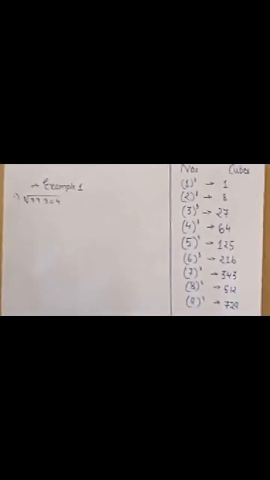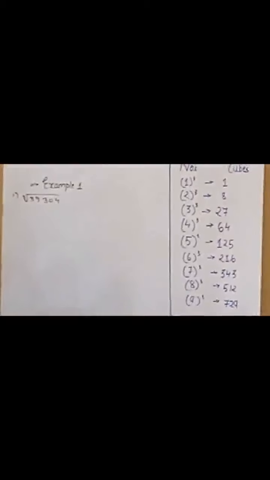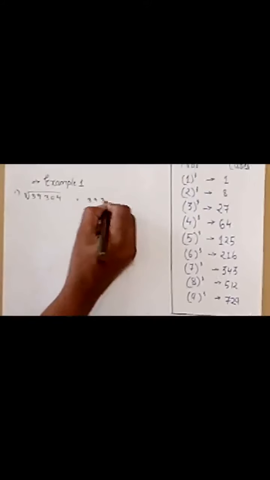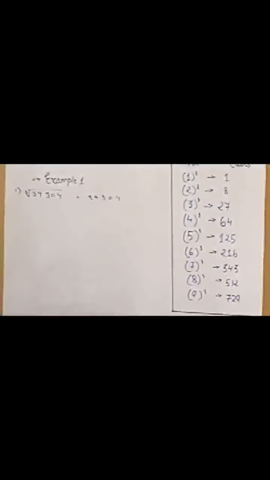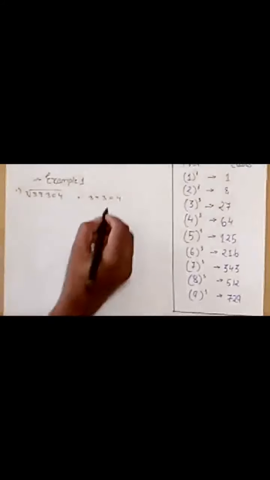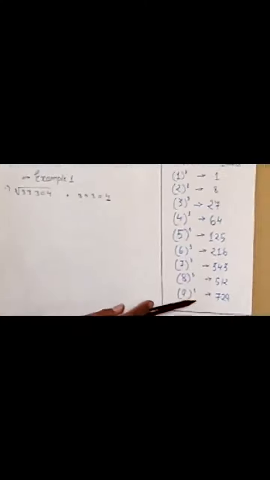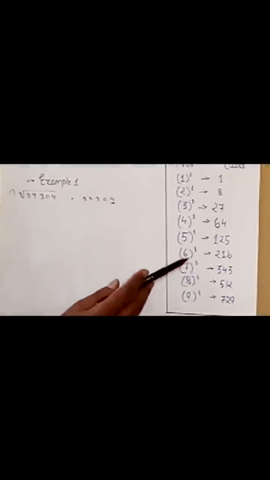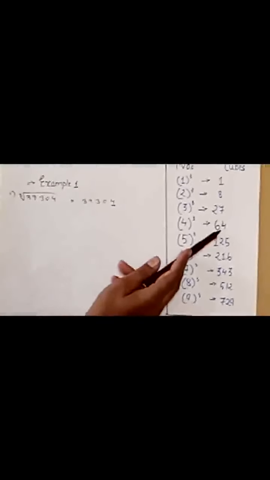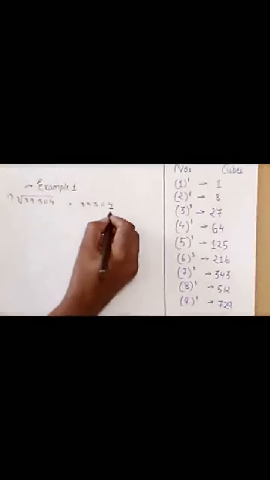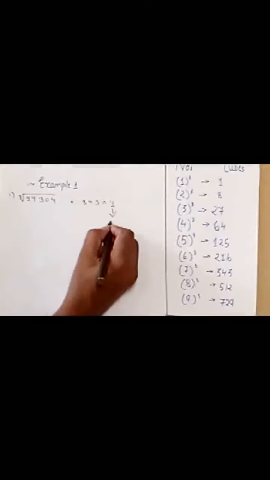How to find the cube root of this number? First of all, we will write this number again: 39304. We have to see the last digit of this number, that is 4. Now we will see in this table which cube ends with 4. Here we can see the number is 64, that is the cube of 4. So we will write 4 here.